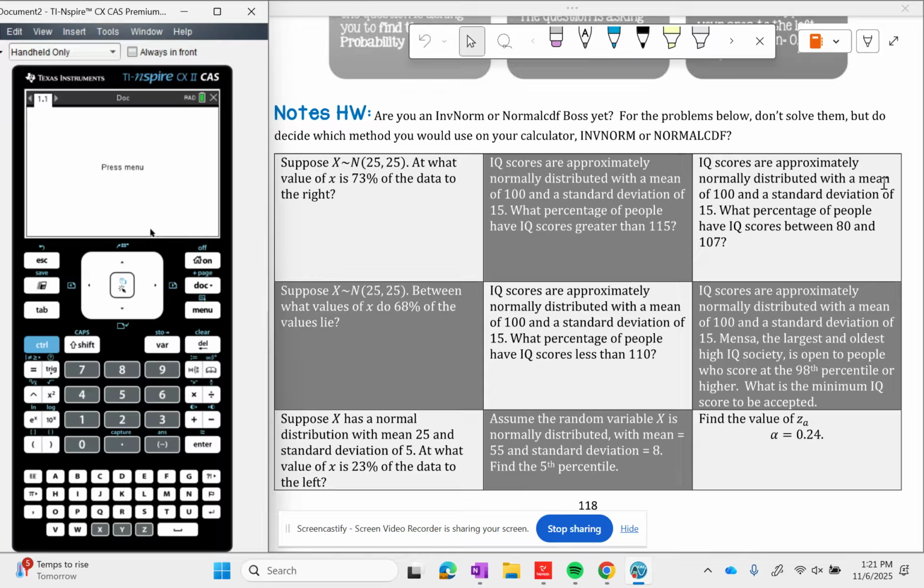Ooh, that's a known percent probability. What are you going to use, inverse norm or norm CDF? Inverse norm. Okay, what about the second one?